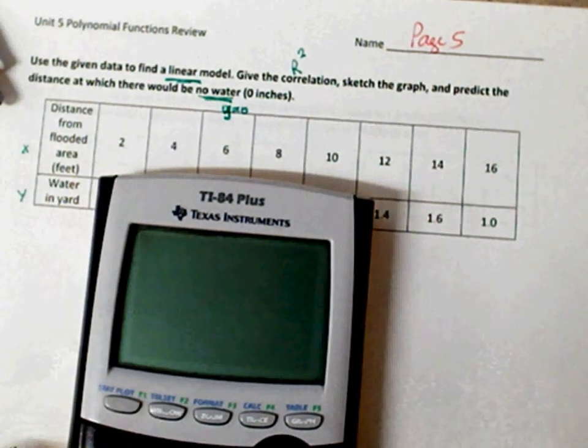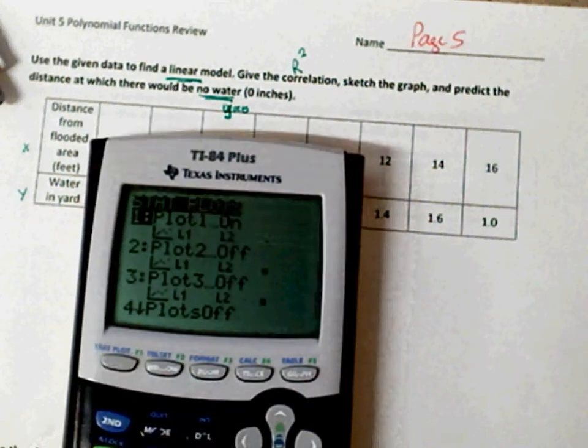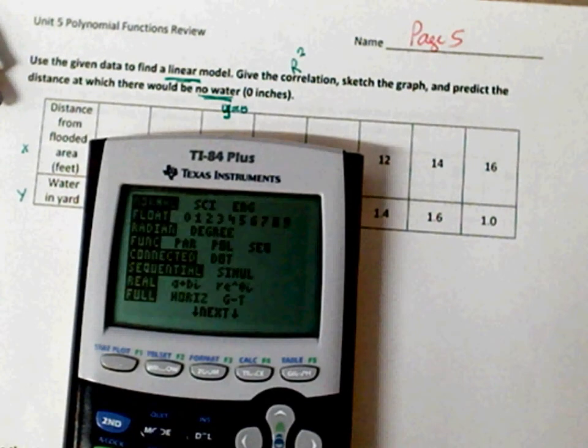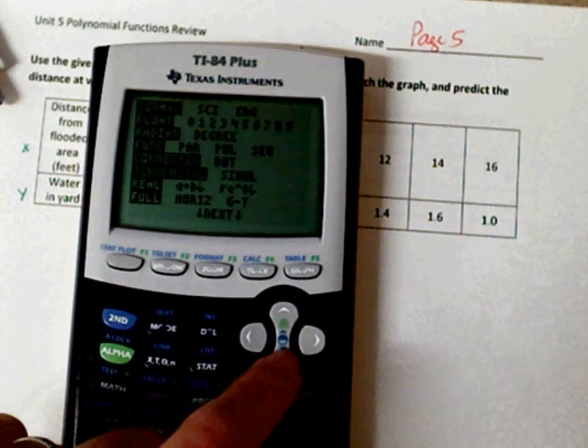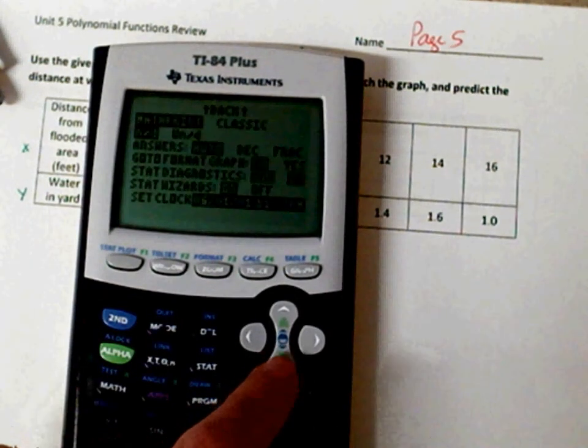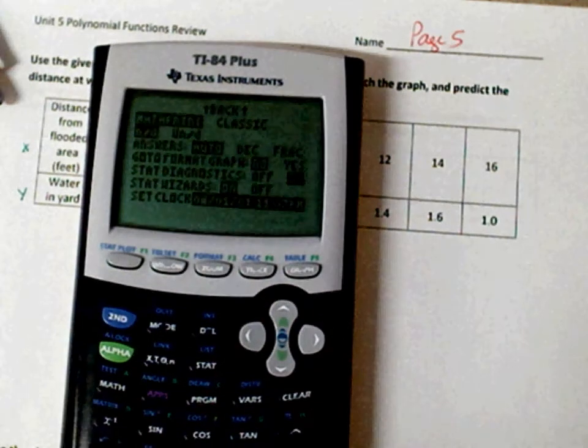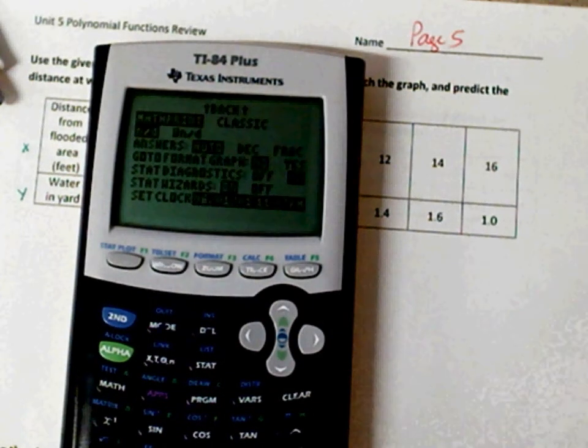Make sure you have your diagnostics turned on, okay? So if you hit mode, right here, this is mode, go down until you see stat diagnostics. Make sure on is highlighted and push enter.